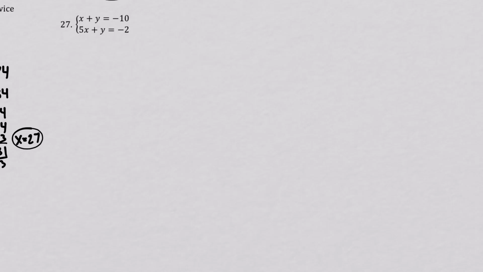I'm going to take the first equation, x plus y equals negative 10, and I'm going to multiply everything by negative 1. When I do that, I get this. Negative x minus y equals positive 10. Why positive 10? Because it was negative 10 to begin with. I multiply by negative 1, it becomes positive 10. What I really just did is change the signs of all the terms. The second equation does not change. It's going to stay as 5x plus y equals negative 2.